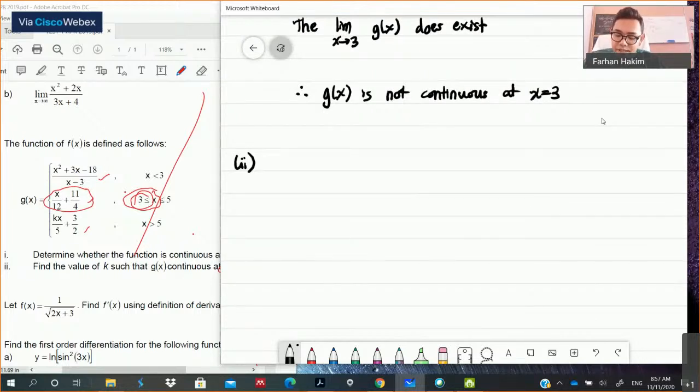So we can use the condition that the limit exists. When the limit exists, it means that the limit as x approaches 3 from the left of g(x) is equal to the limit as x approaches 3 from the right of g(x).